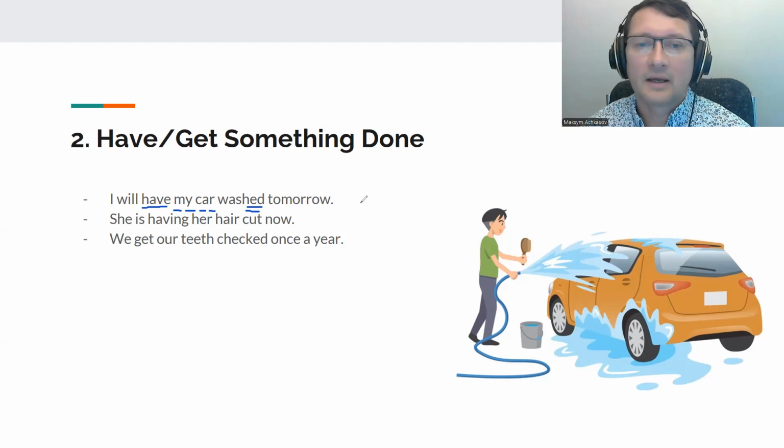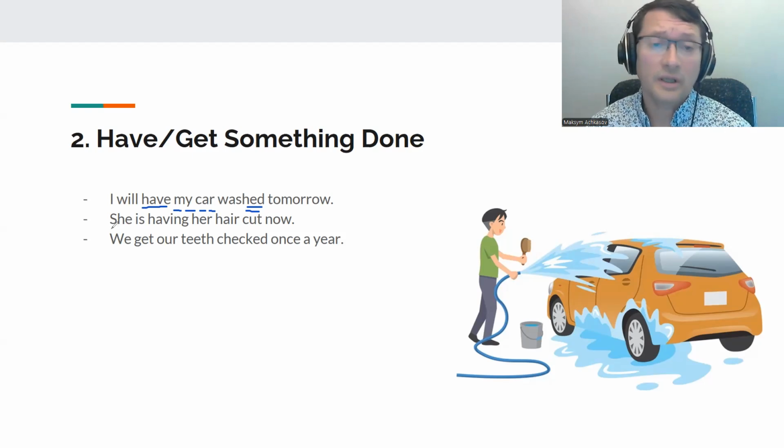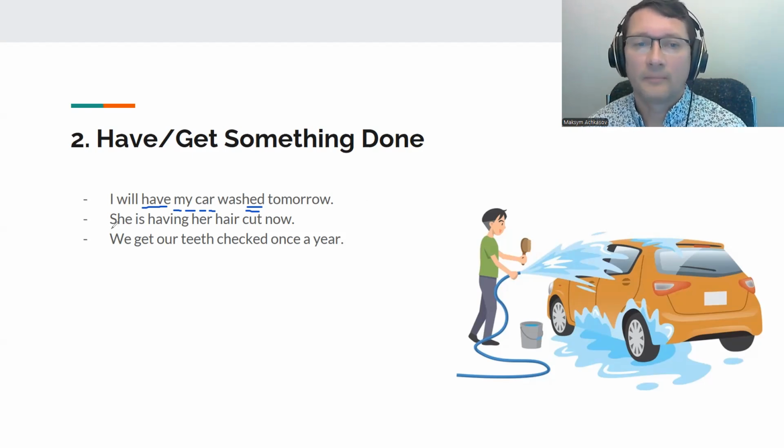Okay. The same way, we could also speak about somebody, she. Okay, next sentence. She is having her hair cut right now. So she is now maybe sitting on a chair at the hairdresser's in the salon, and she's just waiting while the hairdresser is cutting her hair. She's having her hair cut now.